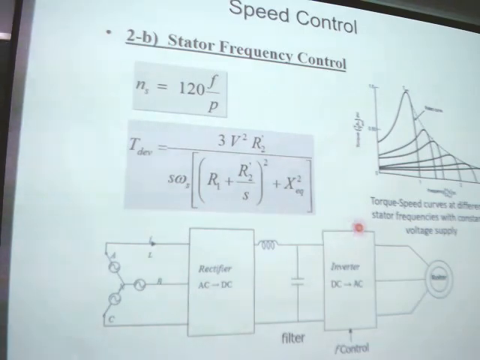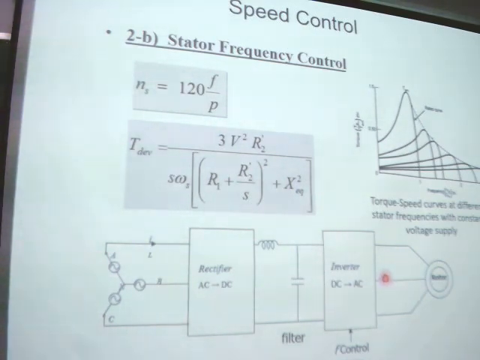Generally, we use this method by this figure. This is a three-phase source. We use a rectifier and inverter to turn it to DC voltage, DC current, and then the DC is converted to AC. Sir, so why don't we use AC directly?